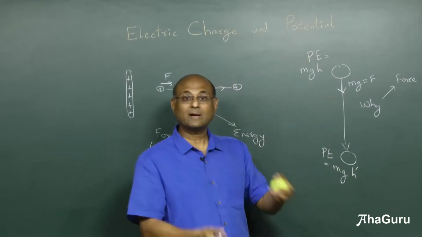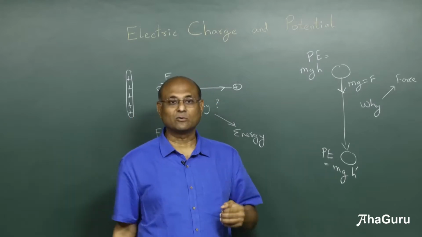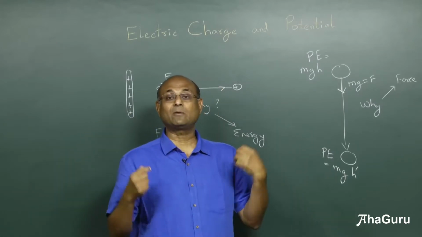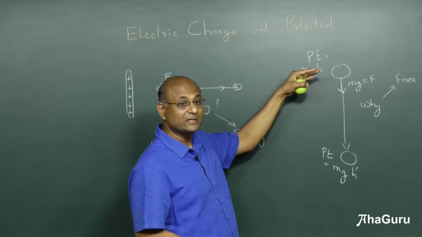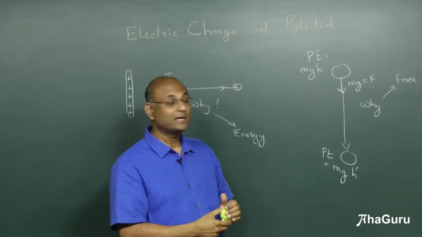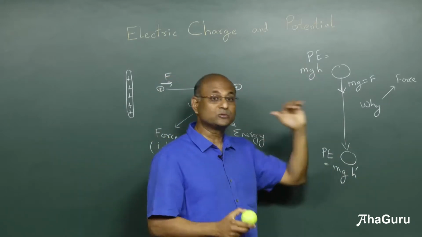This height is lower potential energy, the ball comes down. Water, why does water go down? We say water likes to go down to the lowest level. What are we saying? Water likes to lose its potential energy. Objects like to reduce their potential energy.